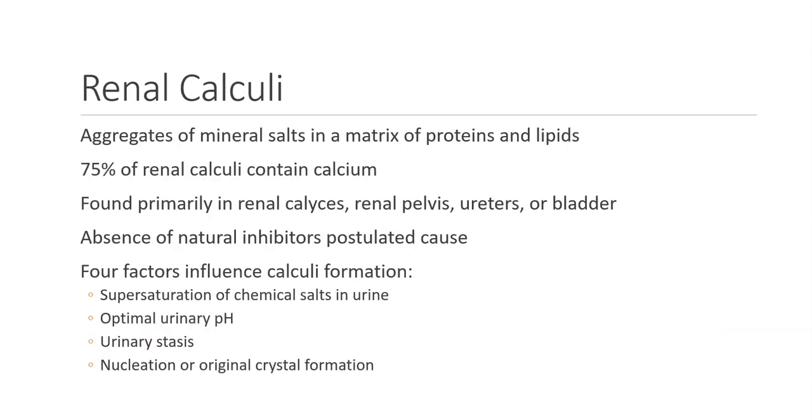Renal calculi are also known as kidney stones, and these are aggregates of mineral salts and a matrix of proteins and lipids. And 75% of renal calculi contain calcium. They're found primarily in the renal calyces, the renal pelvis, the ureters, or the bladder. There's an absence of natural inhibitors, which is postulated as a potential cause. And some people are more prone to them than others.